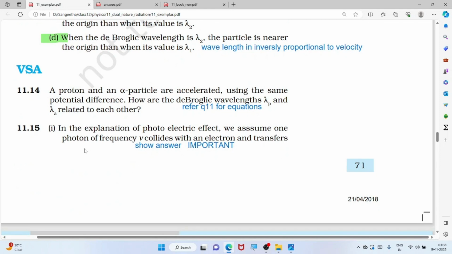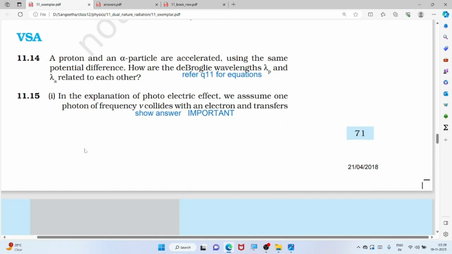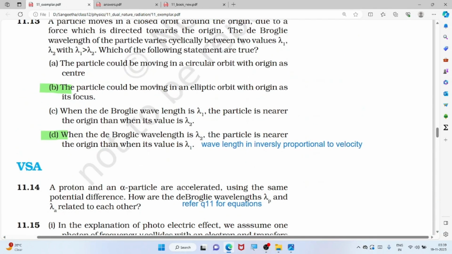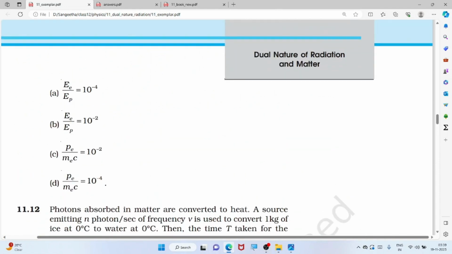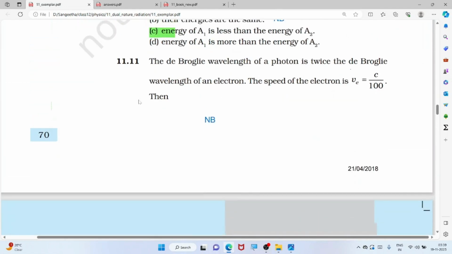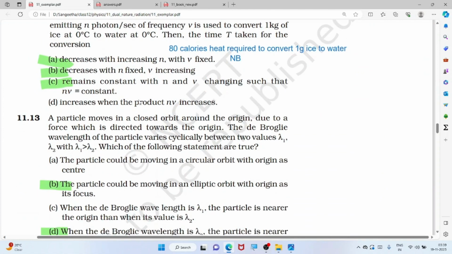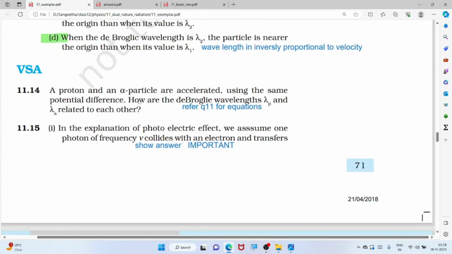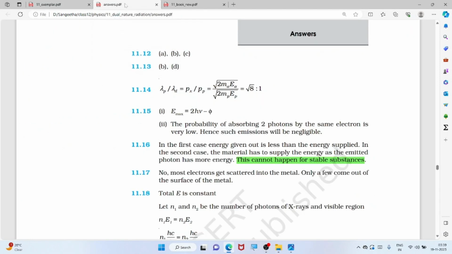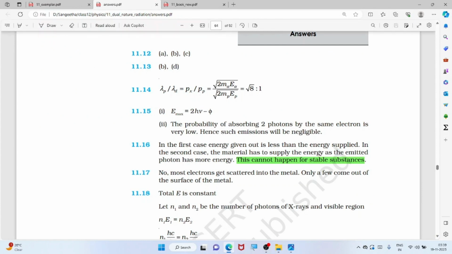A proton and an alpha particle are accelerated using the same potential difference. How are the de Broglie wavelengths related to each other? See, these equations were derived earlier. Based on that you can find out the relation.